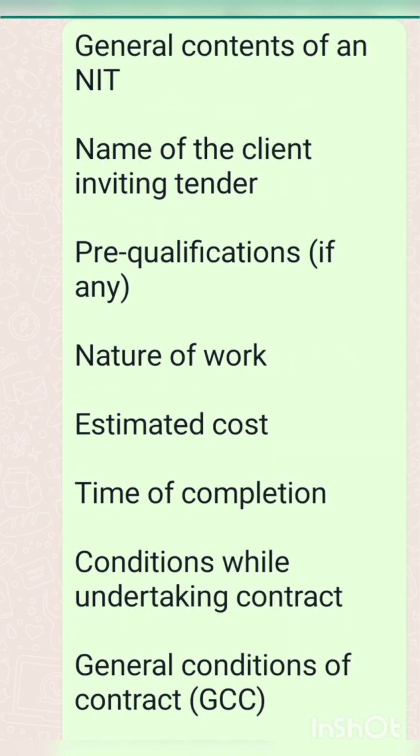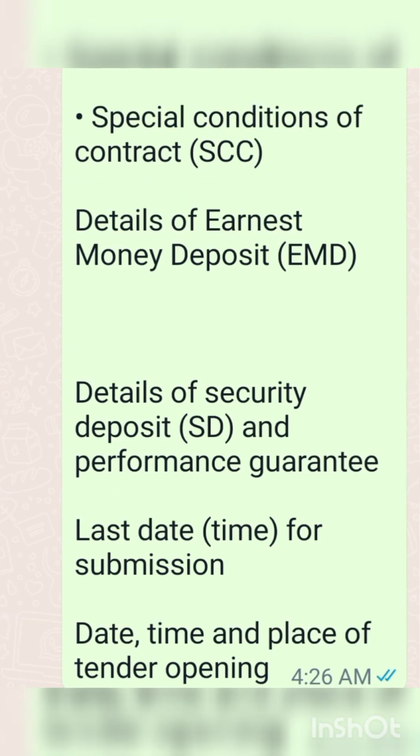General contents of an NIT: name of the client inviting the tender, pre-qualifications if any, nature of work, estimated cost, time of completion, conditions while undertaking the contract, general conditions of contract (GCC), special conditions of contract (SCC), details of earnest money deposit (EMD), details of security deposit (SD) and performance guarantee, last date and time for submission, and date, time, and place of tender opening.